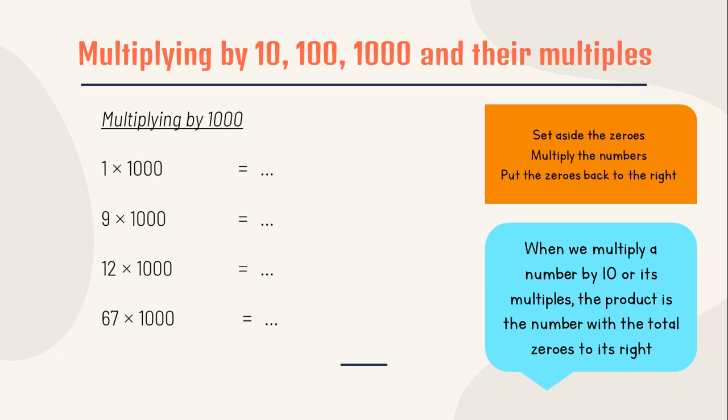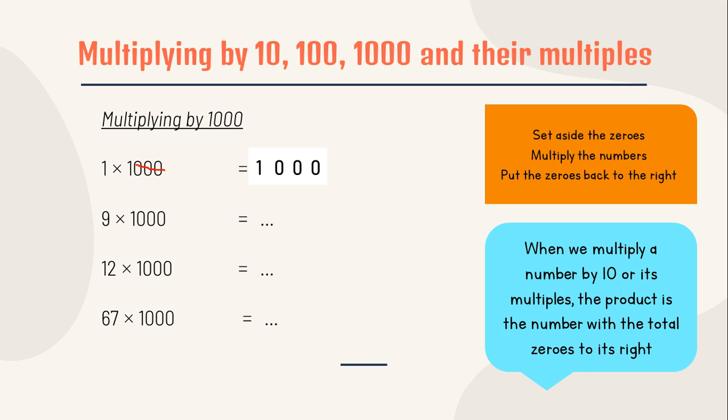Now, what we have here, 1 times 1,000. We're going to have these steps, okay? Set aside the zeros, multiply the numbers. So, we're going to set aside the zeros. Multiply the numbers. 1 times 1, 1. And then put the zeros back to the right. How many zeros we have there? 3, right? So 1, 2, 3. So 1 times 1,000 is 1,000.